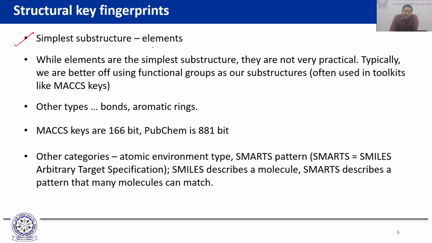Now, there are other categories of representation and structural fingerprint descriptions as well. You have got this atomic environment type, and you have got the SMARTS pattern. SMARTS stands for SMILES Arbitrary Target Specification. This is something which is very well integrated with SMILES. SMILES basically describes a molecule, and then SMARTS is going to describe what type of patterns a number of molecules will match. So in that sense, using the SMARTS pattern is a very good way of searching whether a sequence of certain structural units are present in an organic molecule or not.